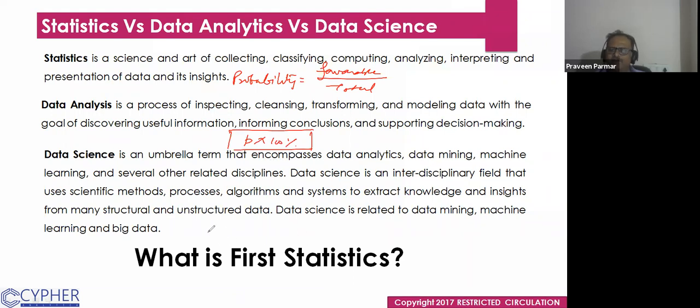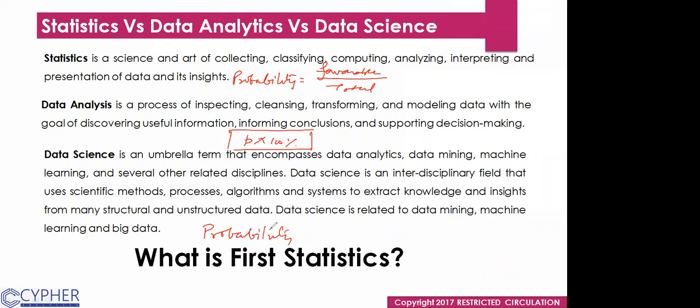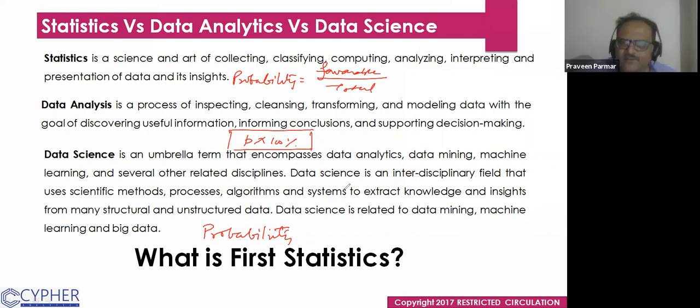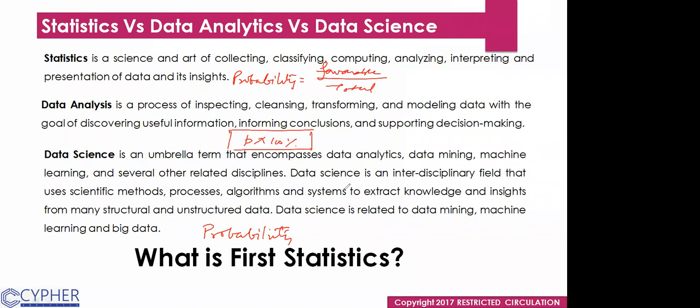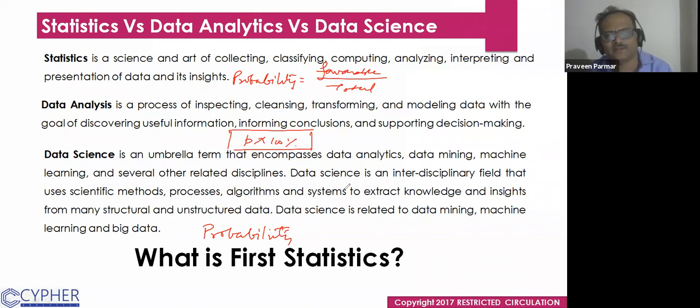Okay, so the first statistics is probability. Got it? First statistics is the probability. Is there any doubt now? No, sir. And the last statistics is also probability. It means statistics starts with probability and ends with probability. So why is the last statistics probability? You will understand later on in a better manner, but I just explain you here.